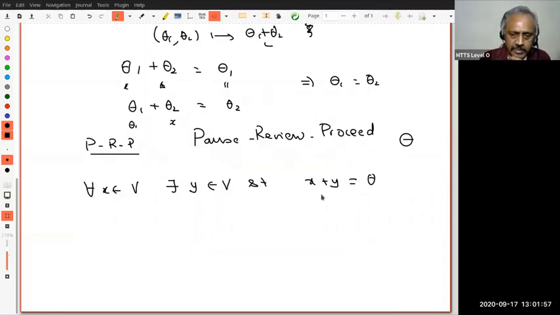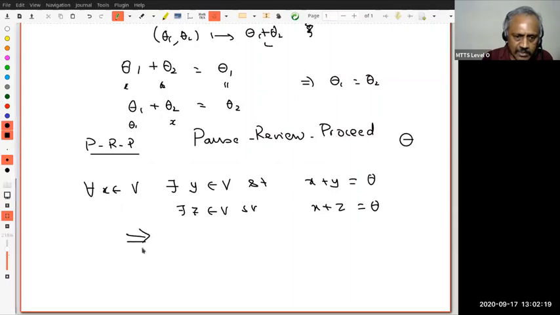Therefore, let me ask: given any x, there is a y. Now the question I'm asking is, can there exist a z in V so that x plus z is also equal to theta? Remember, x plus y is the same as y plus x and x plus z is the same as z plus x. We don't have to worry about that, because commutativity is always true, right? So if this happens, what is it that I want to conclude?